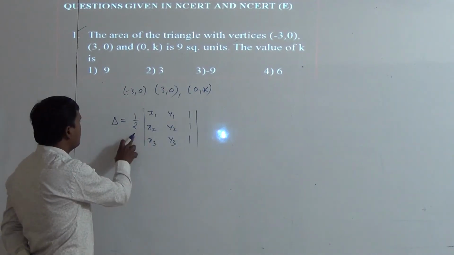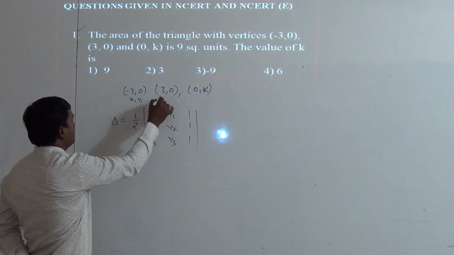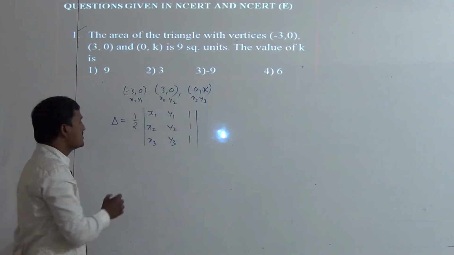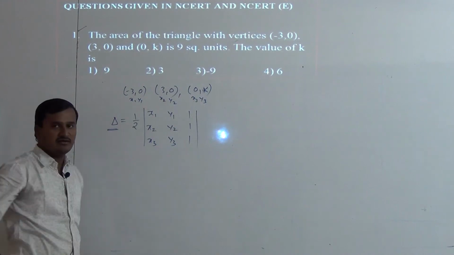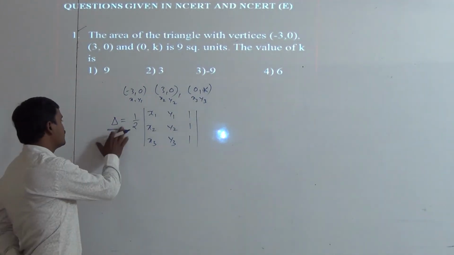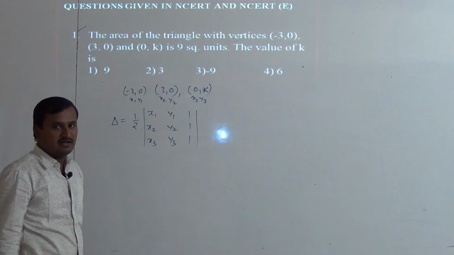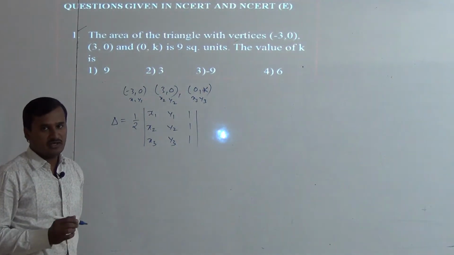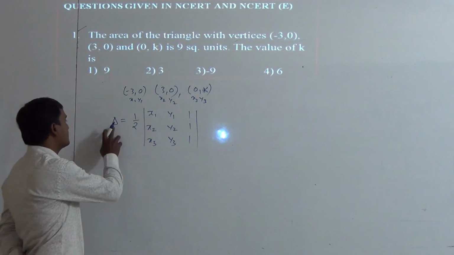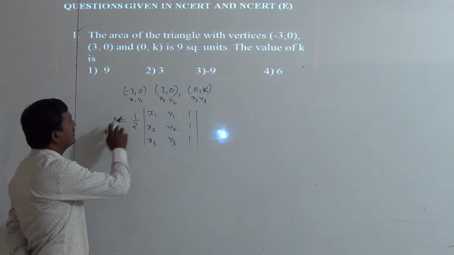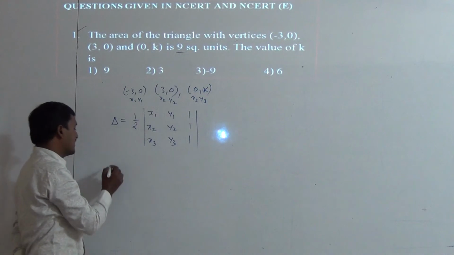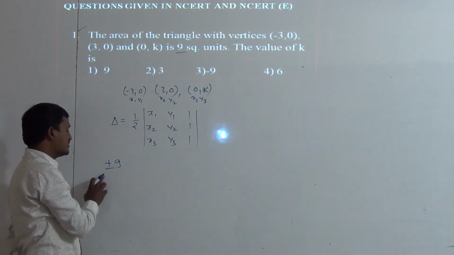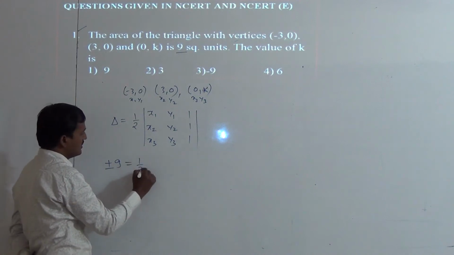Next, so here this is x1, y1, x2, y2, and here it is x3, y3, right? So what are they given? They are given the value of delta. Suppose when delta value is given, then you have to use both positive and negative values for calculation purpose. So therefore delta is given 9. For calculation purpose here I will use both plus and minus. Plus or minus 9 is equal to 1 upon 2.